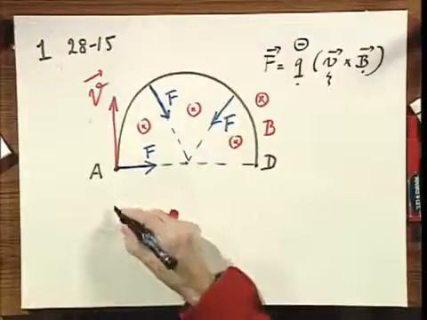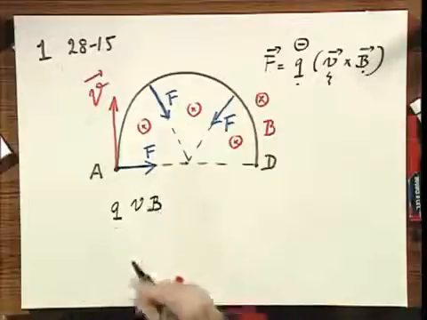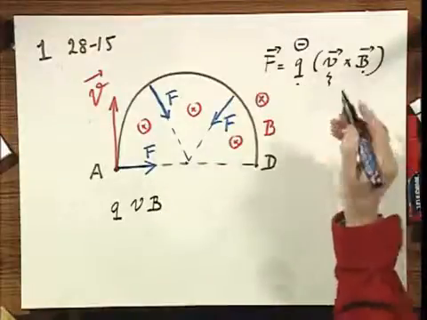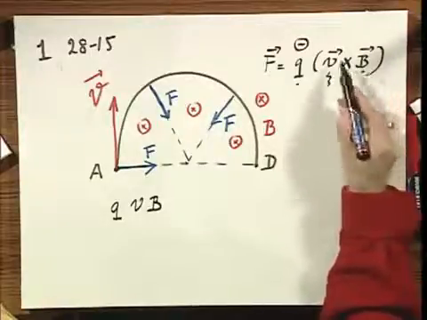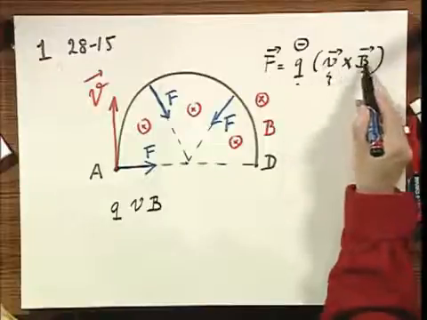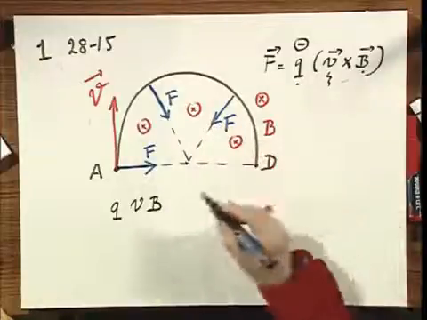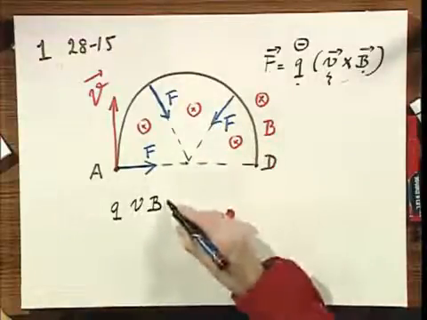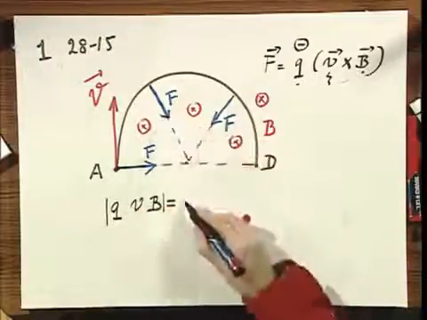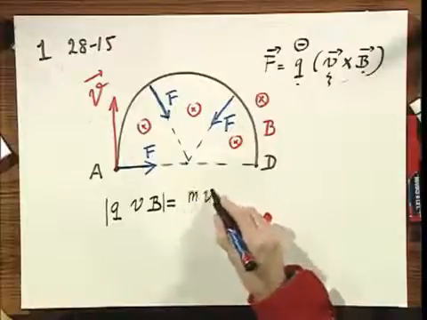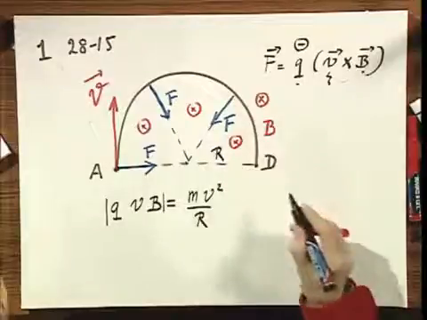Well, Q times V cross B, but I can really write VB because the cross product implies the sine of theta, theta being the angle between the velocity and the magnetic field, but that is 90 degrees, so that is 1, so I don't have to worry about that. This is the magnitude of the force that you see here, and that is also mv squared divided by r, if r is the radius of this circle.